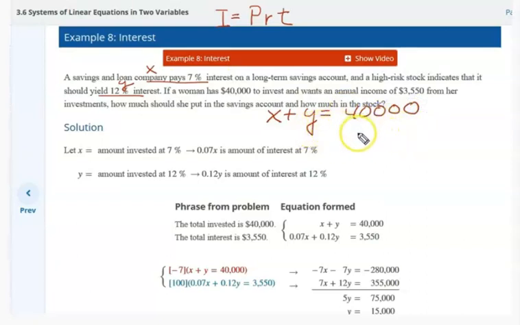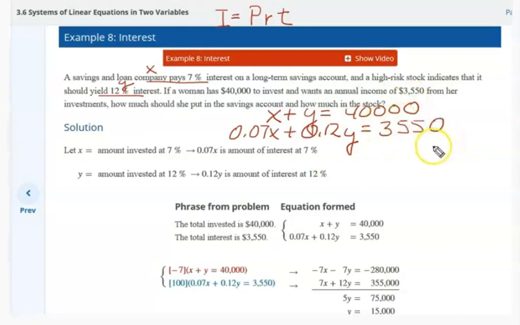Now, the next part is similar to what we did already. 7% of x plus 12% of y is going to give you the amount of interest that she wants to make, which is 3550. And there are two equations. So this one wasn't too difficult. Again, similar to what we did already.